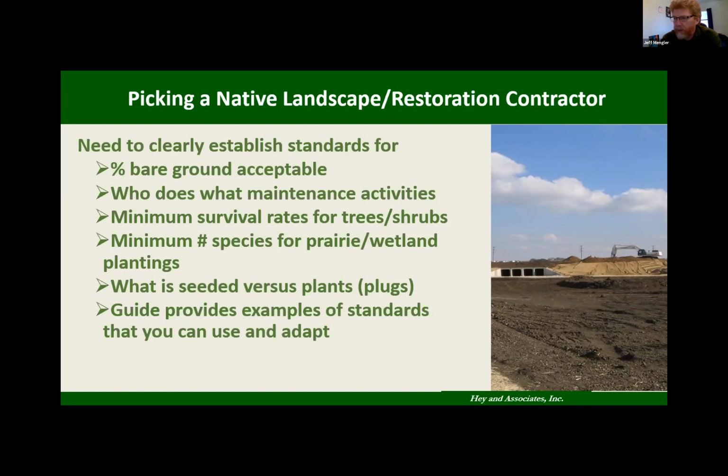And Bill talked a little bit about that, how they would seed in areas. Some places they waited to see how the hydrology performed to decide where to put the plugs, which I definitely would advocate for as well. And then our guidebook provides examples of standards that you can use and adapt for these things. It provides some of the language. We took examples from some of the forest preserve districts where they've hired out contractors to do work on their property and sort of simplified them so that they are examples that you can use for that.